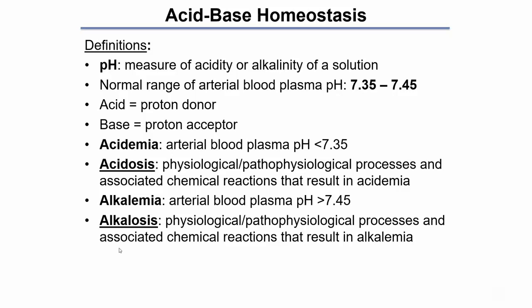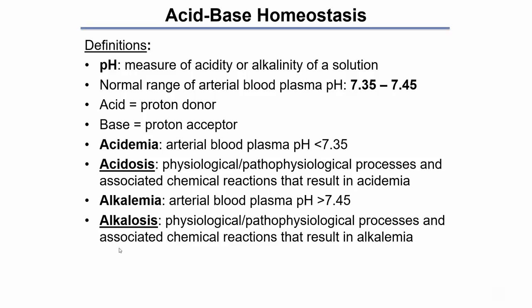So in this particular unit, we're going to be looking at how we regulate blood plasma levels such that pH remains within the 7.35 to 7.45 normal range. In other words, how do we achieve acid-base homeostasis? It's all about maintaining the pH in that normal range. Before that, you have to know the definition of an acid, a proton donor, and a base, which is a proton acceptor.